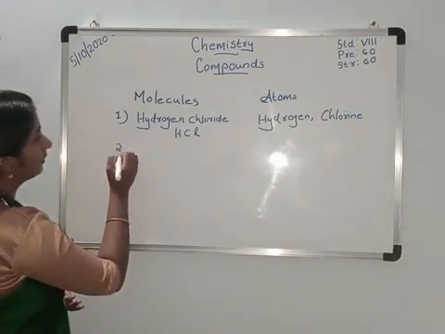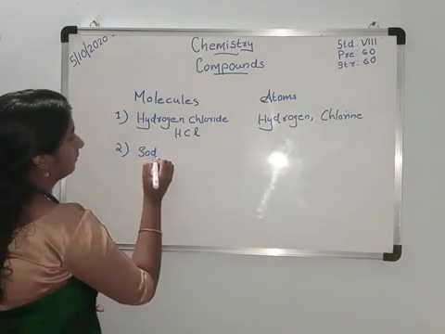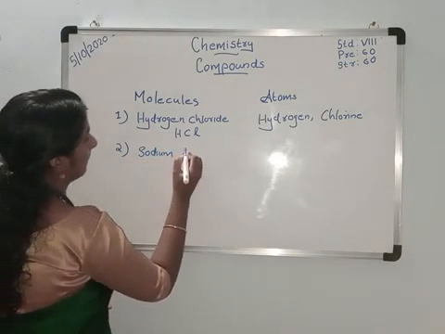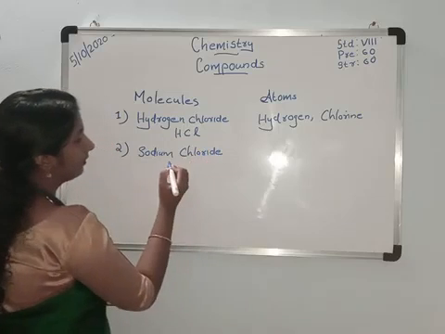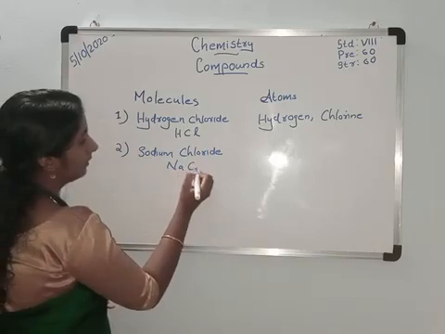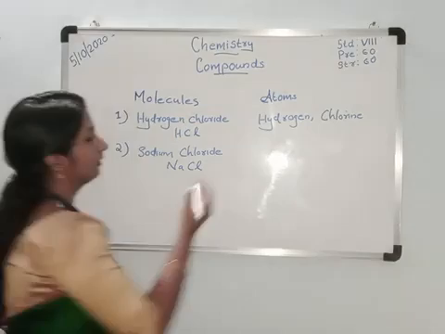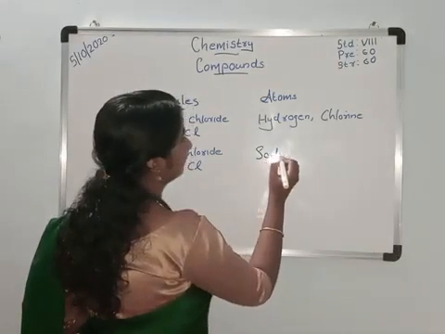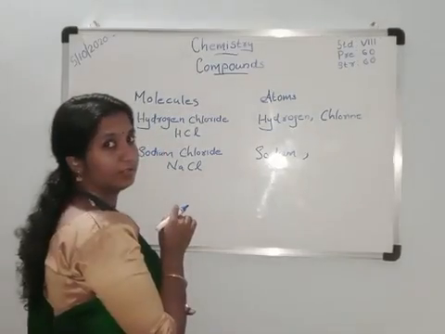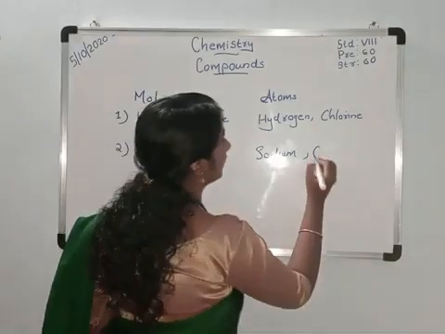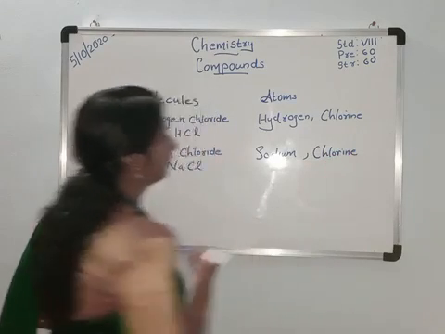Now next one is sodium chloride. What is its symbol? NaCl, isn't it? And what are the atoms of sodium chloride? Sodium. And then what? Very good. Chlorine. Sodium and chlorine give sodium chloride, isn't it?